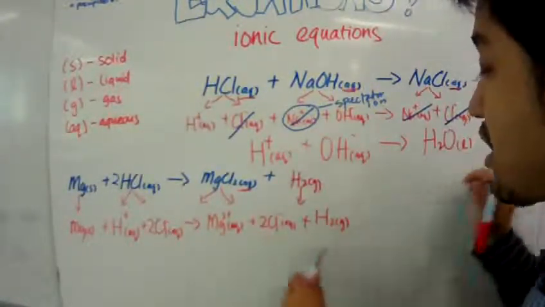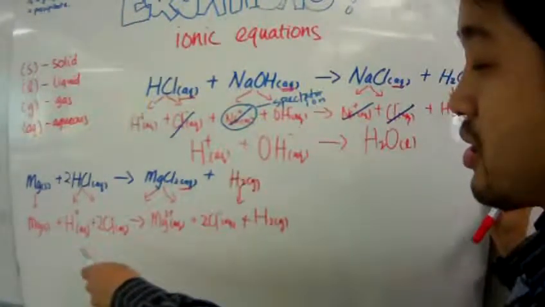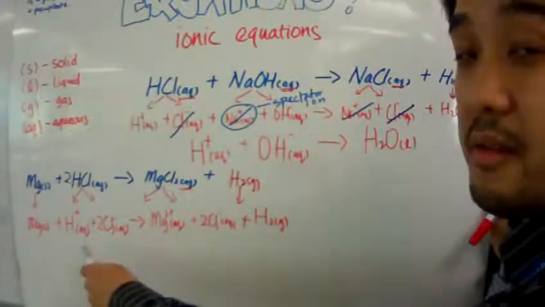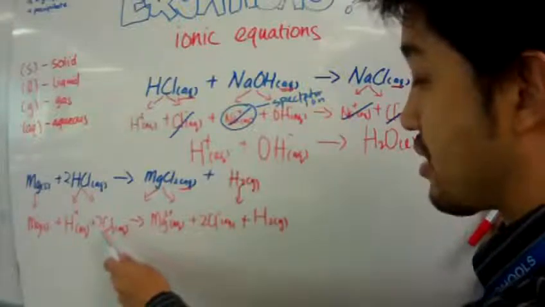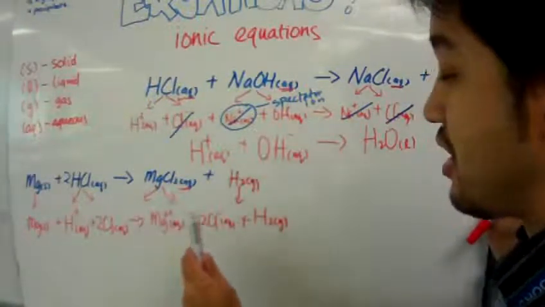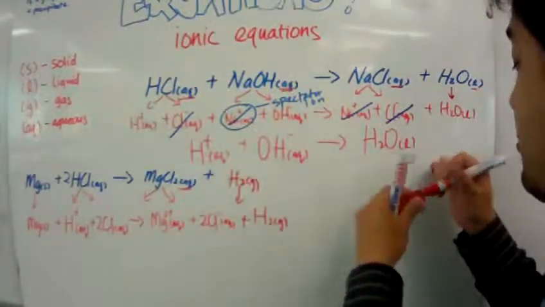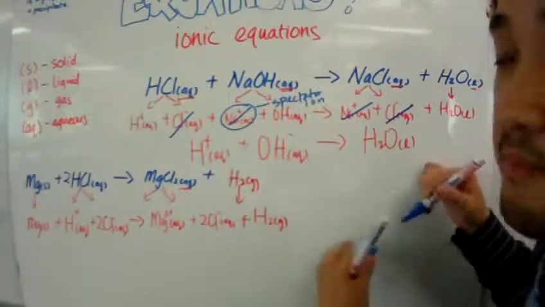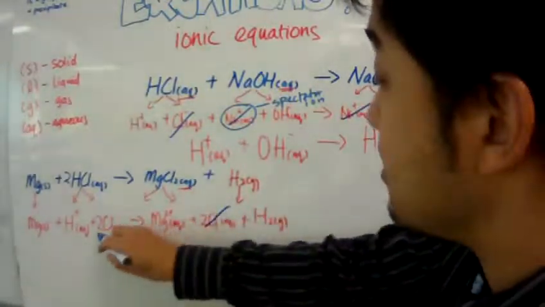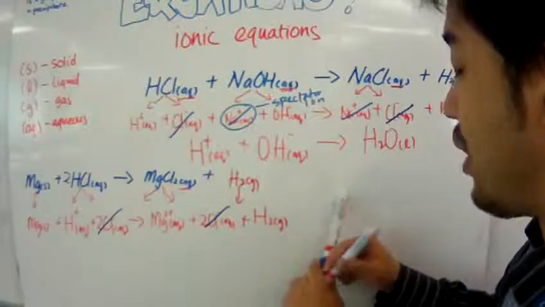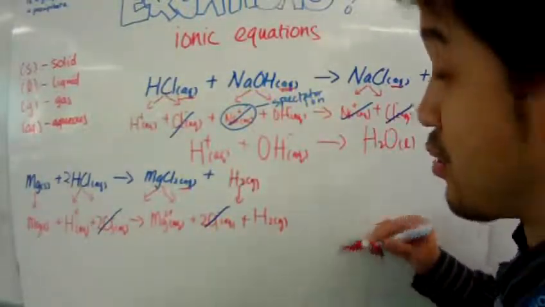All right. Now looking at this equation, you will notice that chloride is on the left side of the equation as well as on the right side of the equation. So that must be my spectator ion. So cancel that. What I'm left with now is my ionic equation.